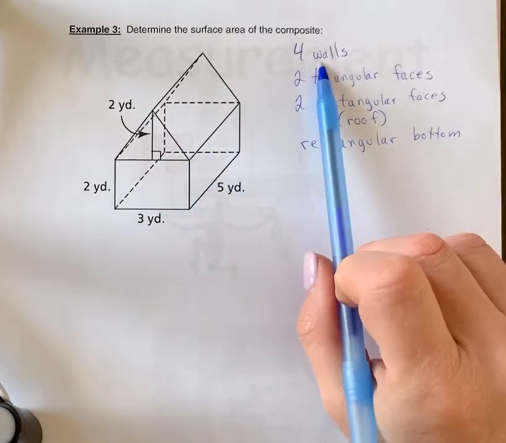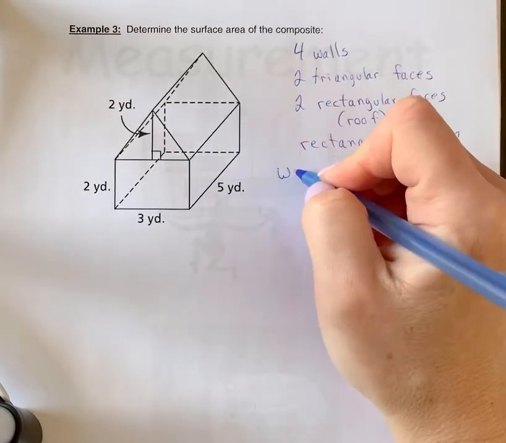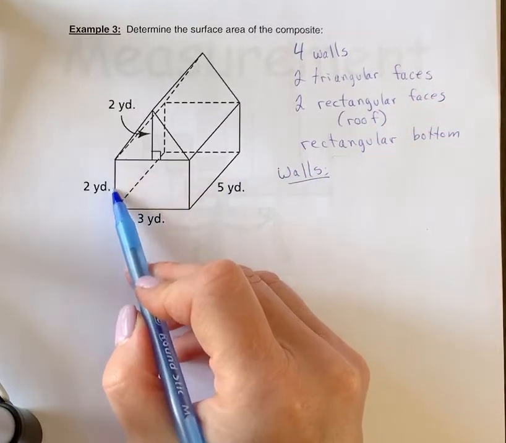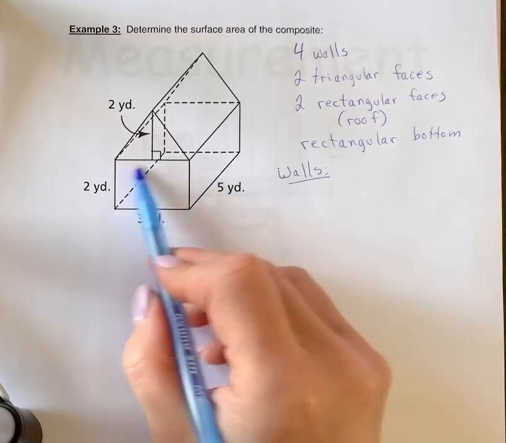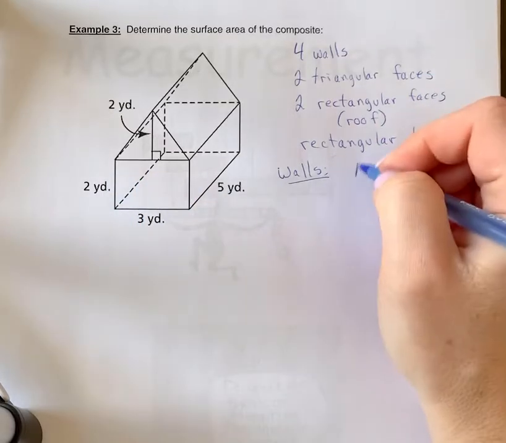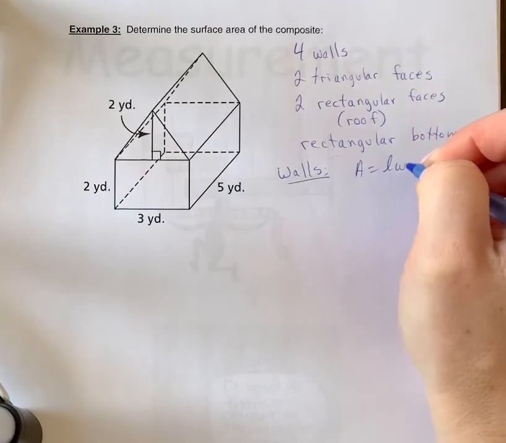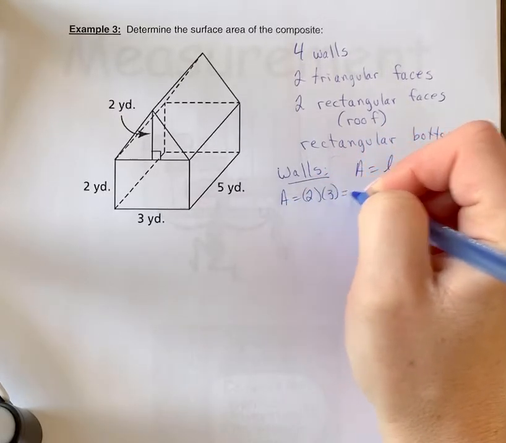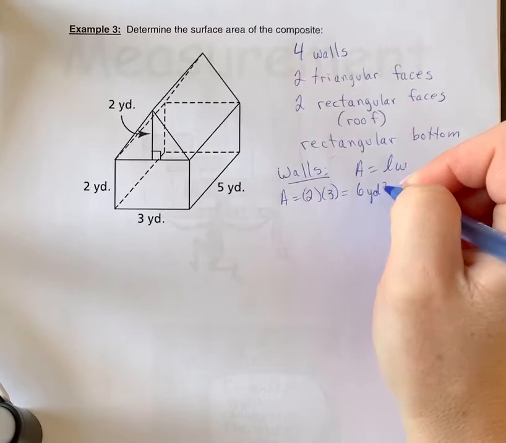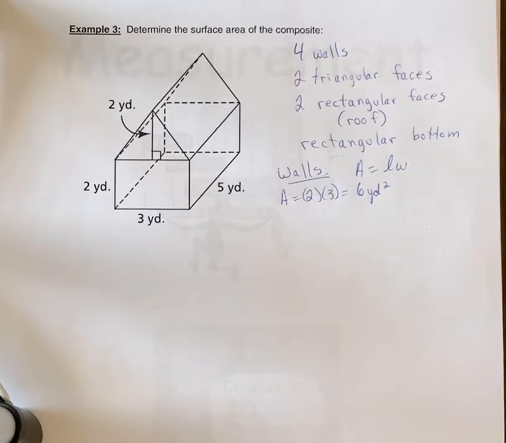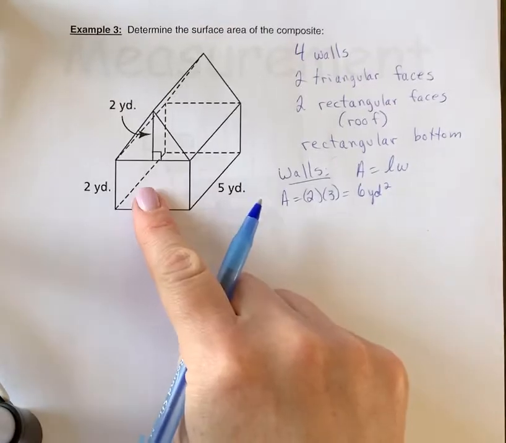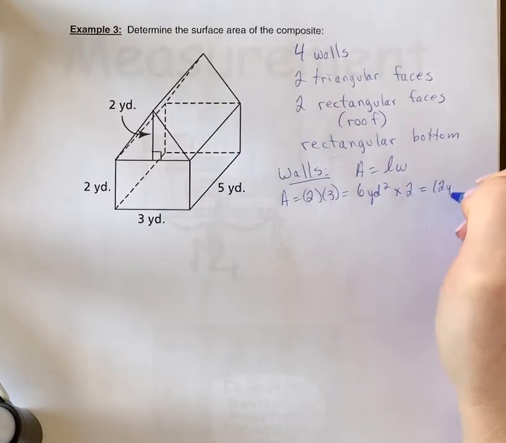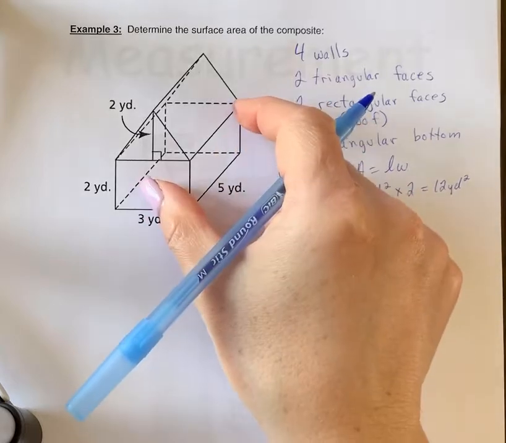So let's start with looking at the walls. If we look at the very front here, we have 2 times 3 would be the area of the first one. So remember, area of a rectangle is just length times width. So we have area is equal to 2 times 3, which is 6 yards squared. Every time you put an answer down, you want to put a unit. Now I have one on the front and the back, so I have 2 of those. So let's just times that by 2. So we have 12 yards squared for the front and the back.